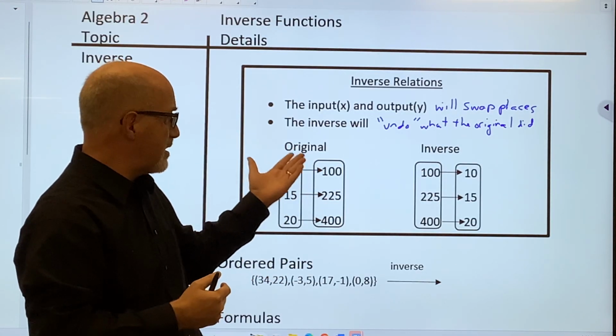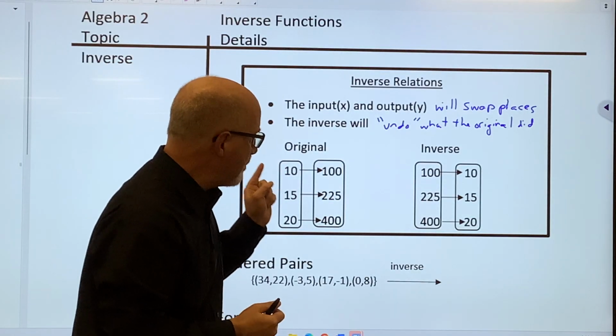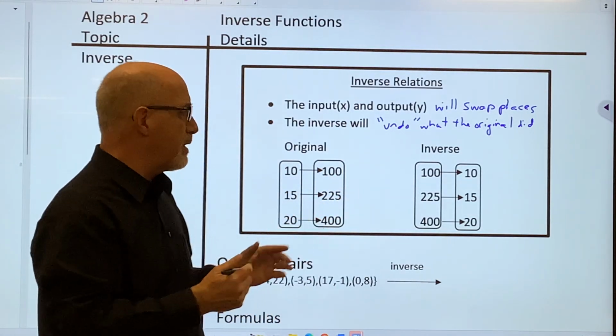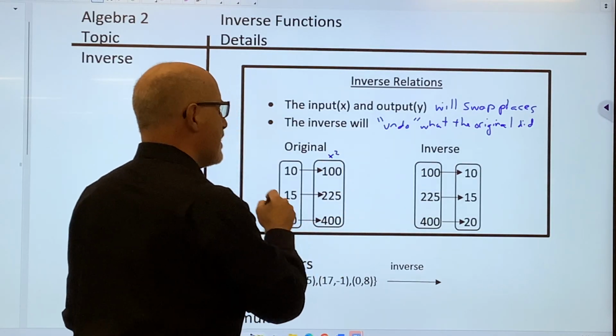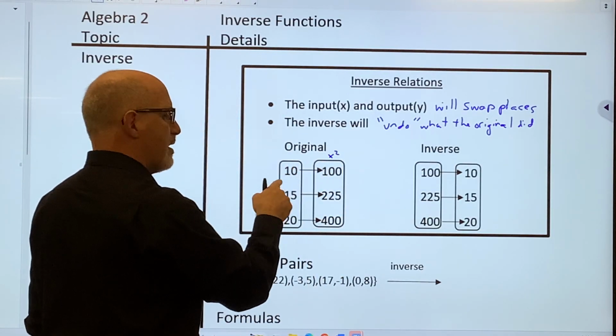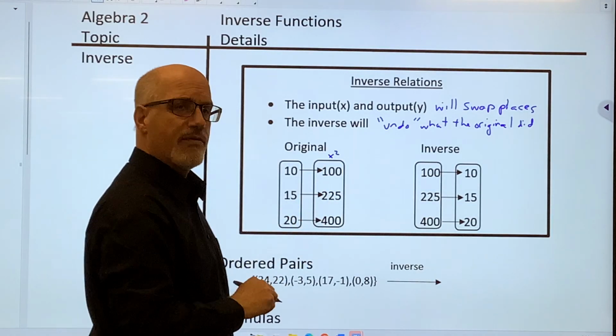So for instance, in this example, here's the original. 10 is the input, the output is 100. This would be like if I square something, so this would be x squared. If I square 10, I get 100. If I square 15, I get 225. If I square 20, I get 400.